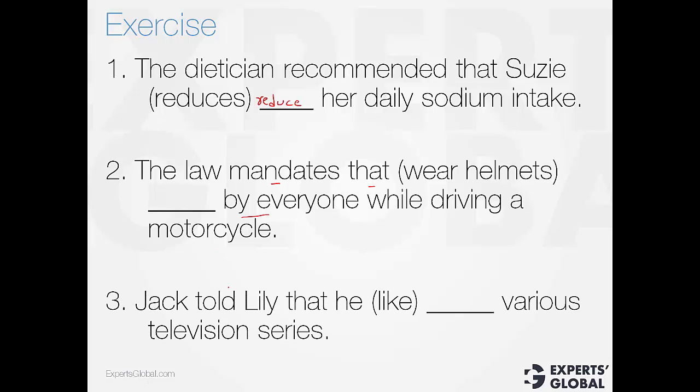Pause the video, do it yourself. I have deliberately put this trap here because if you have just by default started using the basic form of verb everywhere, that is not correct most of the times. You have to see whether there is subjunctive nature of information. This is not subjunctive. Someone is simply telling someone something else. Like is not the right usage. Jack told Lily that he likes something. So likes would be the right usage. I hope you got this one right.